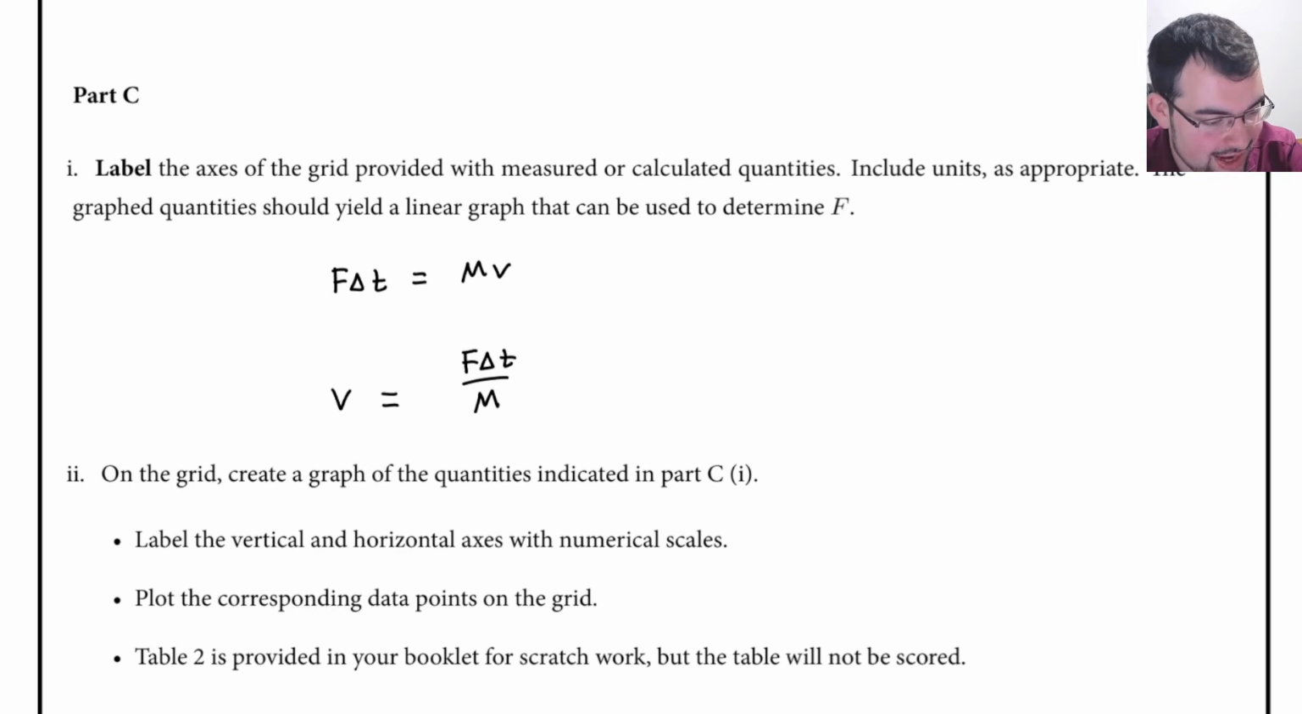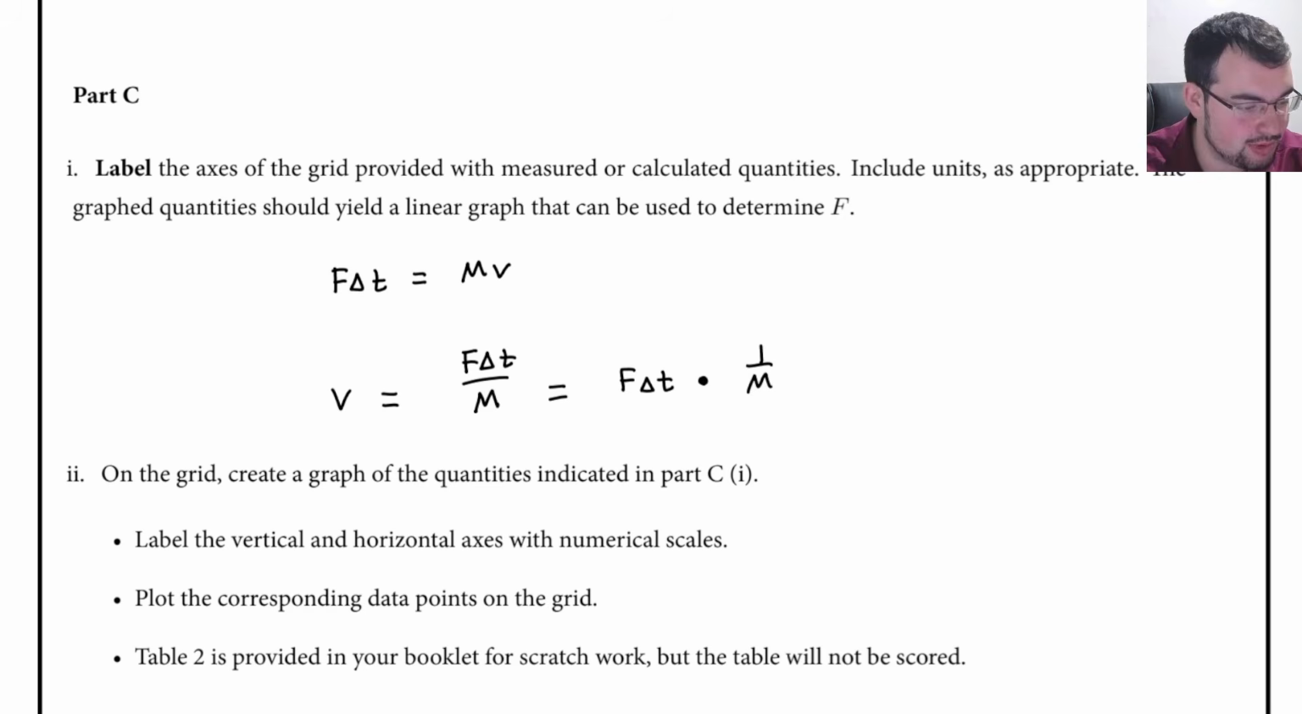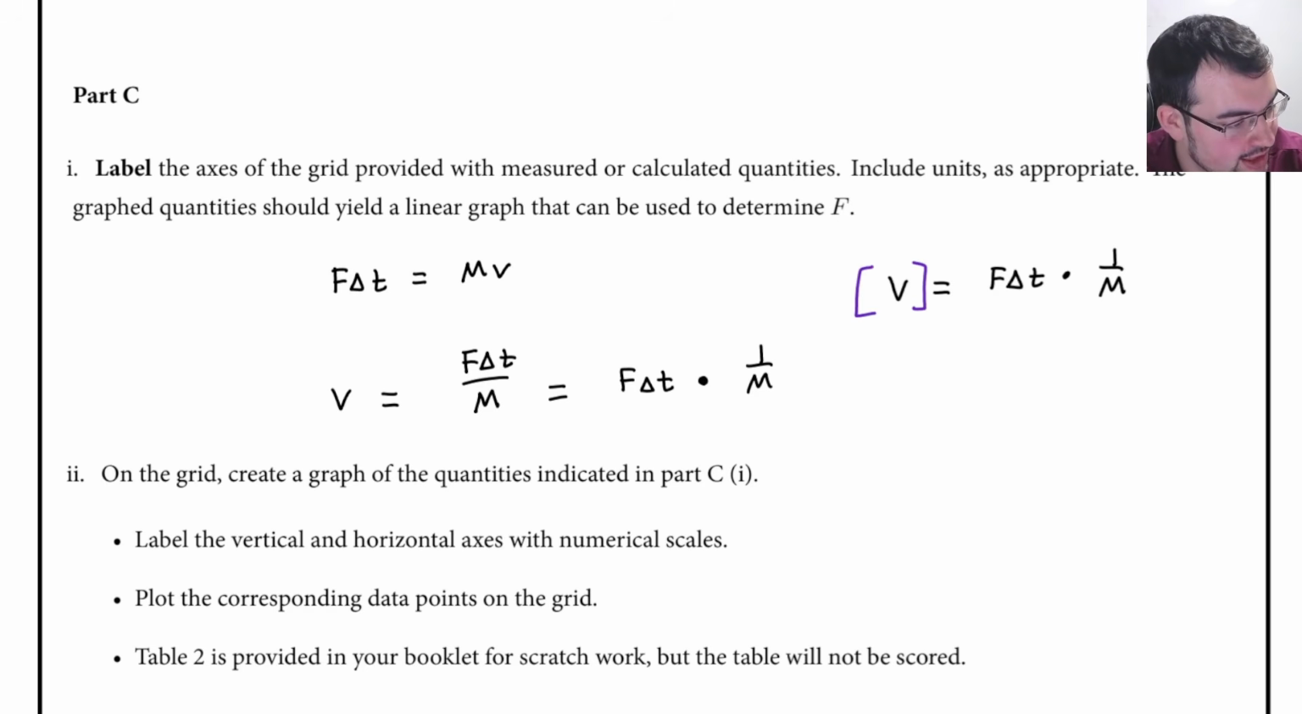It's always good practice to separate your variable from the constants. F delta t is a constant, so I'm going to separate that 1 over m out from there. Now it's clear what my boxes should be, because I have the relationship v equals f delta t times 1 over m. So I can put v in a box, I can put 1 over m in a box, and that means my slope is f delta t.